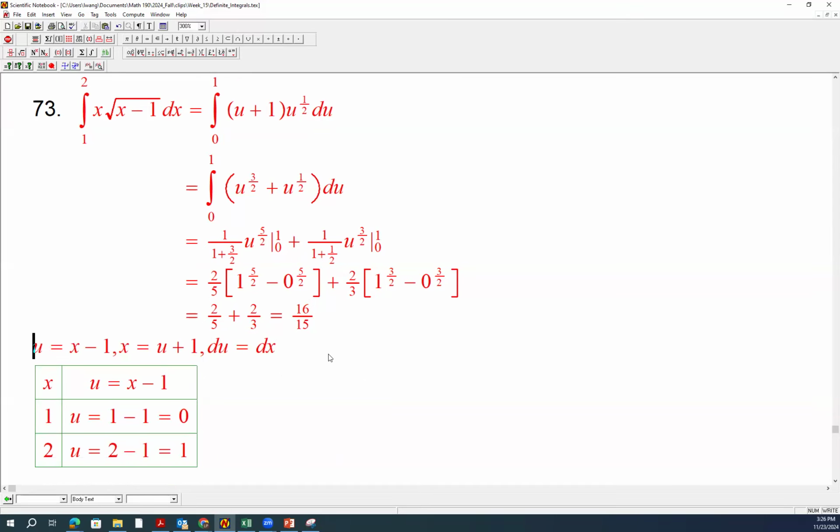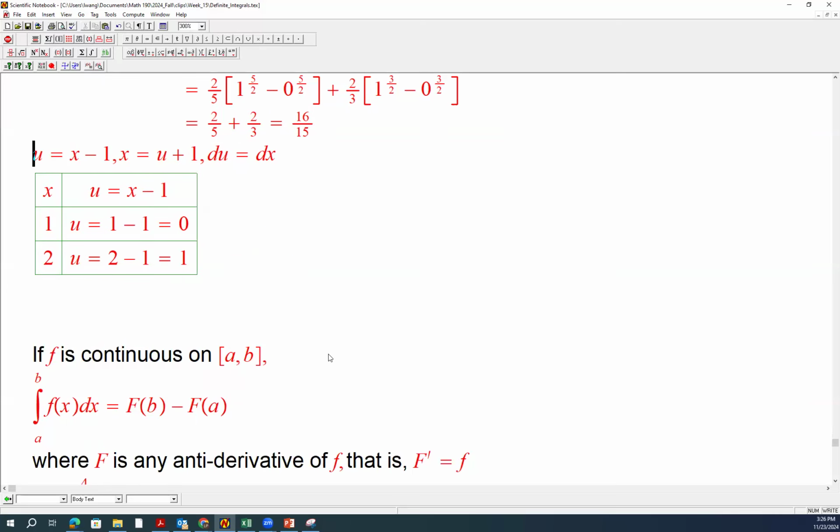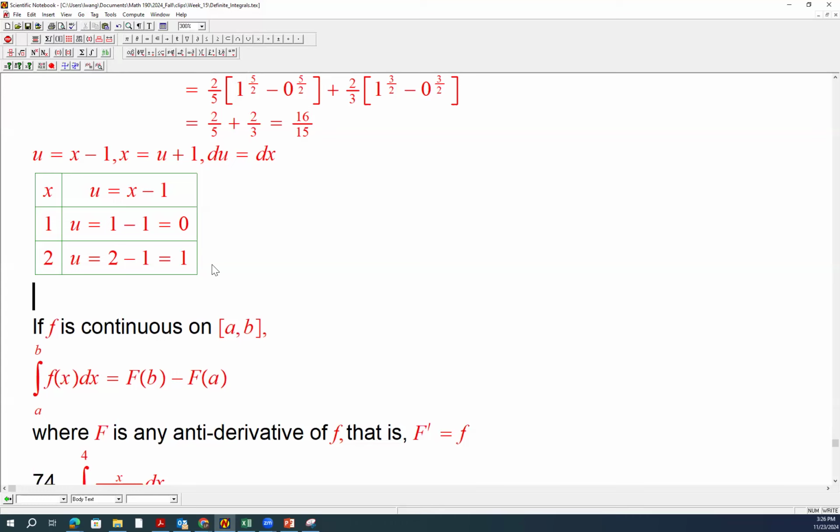I don't think this question is particularly harder, but it seemed to be a little bit more work. Numerically, we need to be careful.